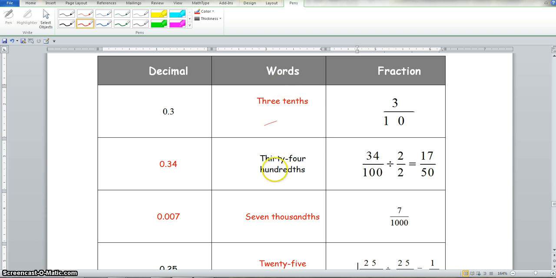Okay, now we start off here with the words. We have 34 hundredths. That means there's no number in front of the decimal. So that means that this 4 here must be in the hundredths place. So that's why we get 0.34, because this is tenths and hundredths. Now we need to write that as a fraction. 34 hundredths is 34 over 100. And now we simplify this. We divide the numerator and denominator by 2, and that gives us 17 over 50.